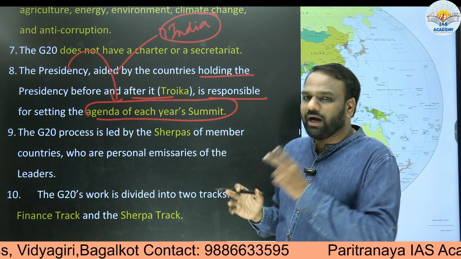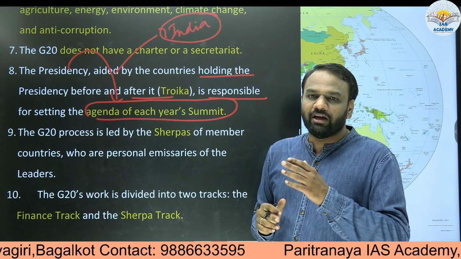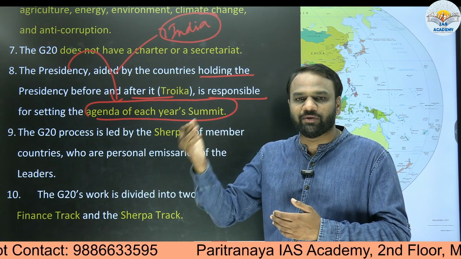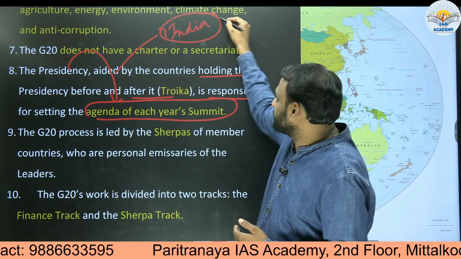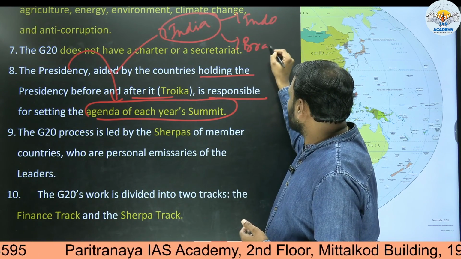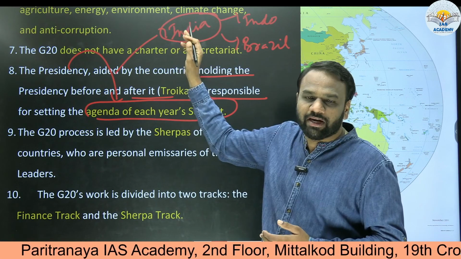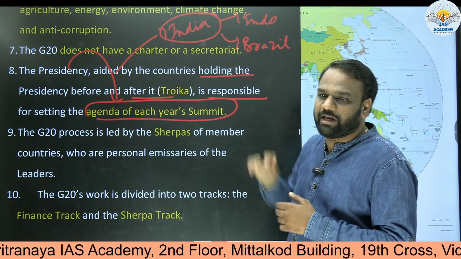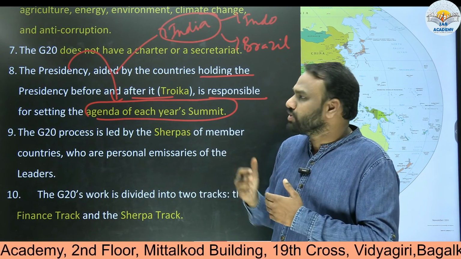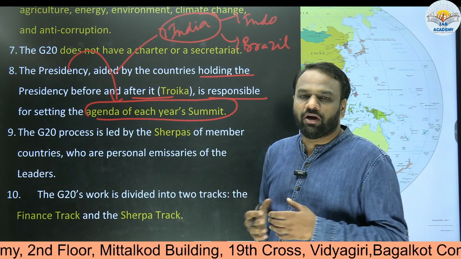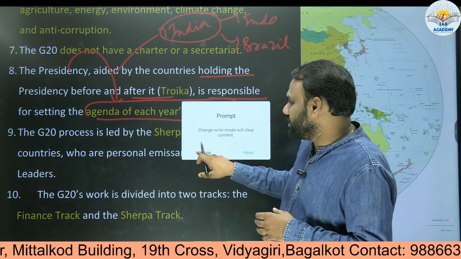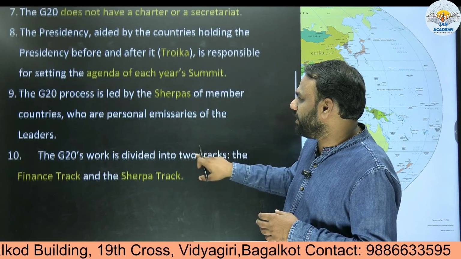So to help India, two more countries will come: the country which hosted the 2022 G20 summit and the country which will be hosting the G20 summit in 2024, that is Indonesia and Brazil. Okay. So the main agenda will be set by India, but India will be assisted by Indonesia and Brazil. Again, this information is also very important. They may frame a question: who will set the agenda for a year's summit? All of them together? No, it will be set by the president of G20 in that particular year, and it will be assisted by the other two countries.